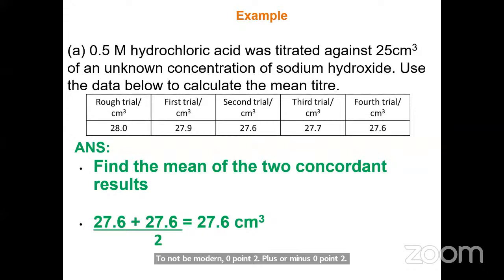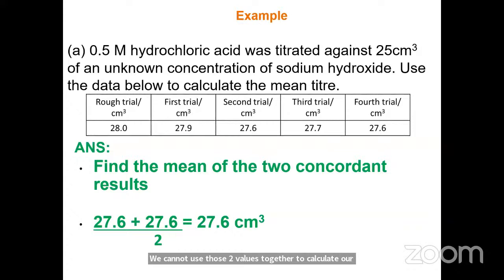So when we look at this, if you look at the first titer value, for instance, and the fourth titer value, you can see that the first is 27.9 and the fourth is 27.6. If you look at the difference between 27.9 and 27.6, the difference is 0.3. We cannot use those two values together to calculate our mean titer.